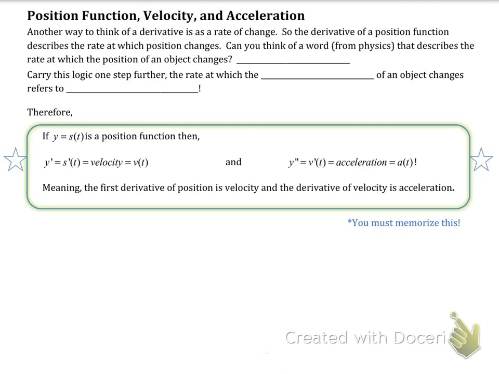Okay, position functions, velocity, and acceleration. Another way to think of a derivative is as a rate of change. So the derivative of a position function describes the rate at which the position changes. Can you think of a word from physics that describes the rate at which the position of an object changes? The velocity.